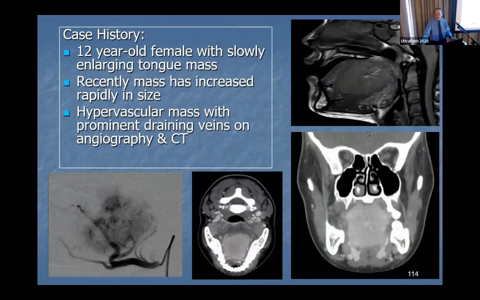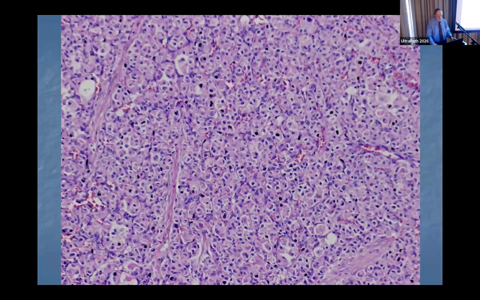But I want to show you something that probably is something that our clinicians were expecting, in particular for the tongue. And this is from a 12-year-old girl. She had a slowly enlarging tongue mass. It's increased rapidly in size, and you can see that it's very hypervascular based upon the angiogram that you can see in the lower left-hand corner. This is pretty classic appearance, and this is what they were expecting with the last child.